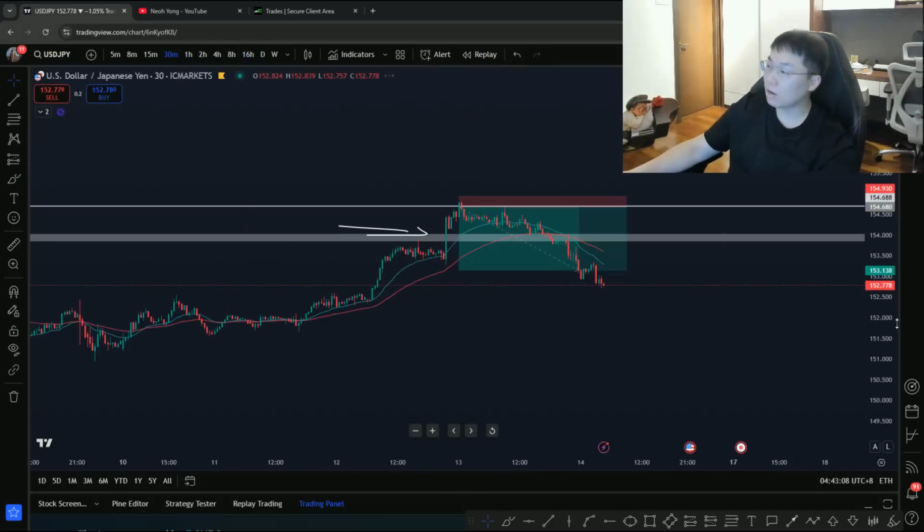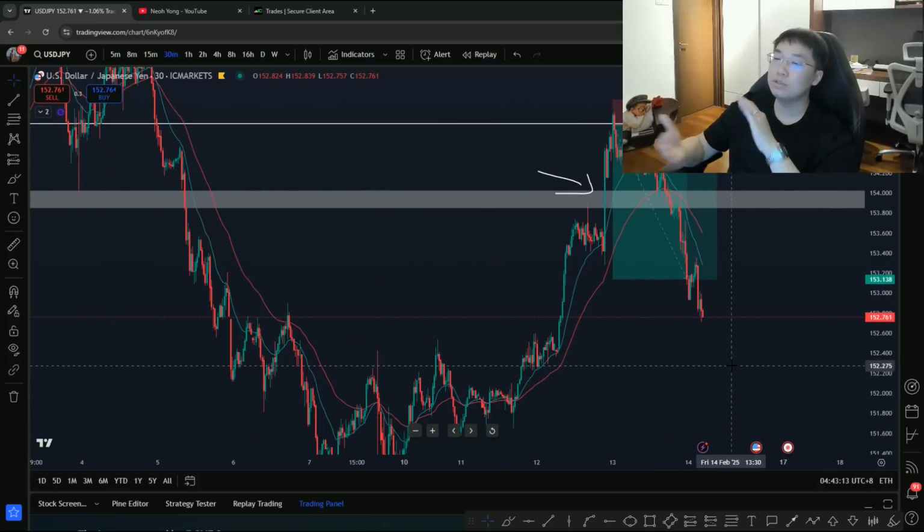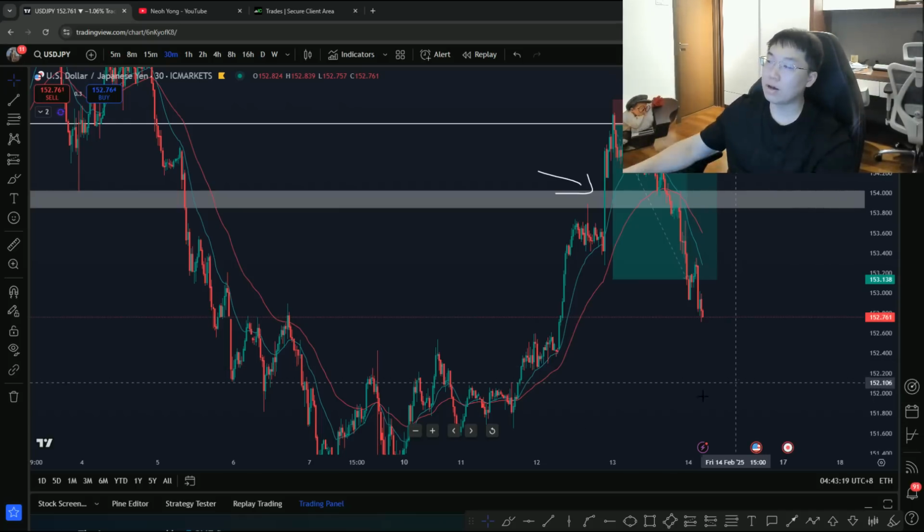So that was basically it. I hope all of you learned something new from the recap and how we use DXY and JPY to time our entry on dollar yen short. Everything's perfect so far. Go back to my MT4.